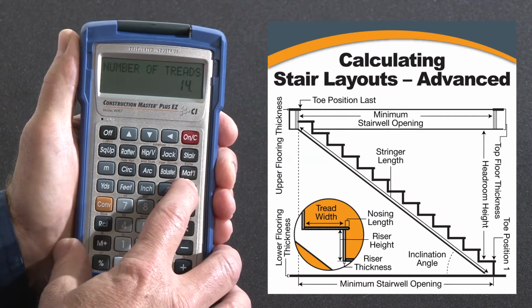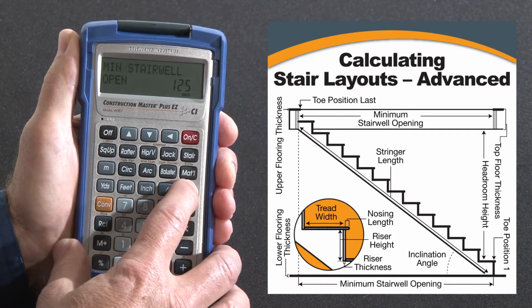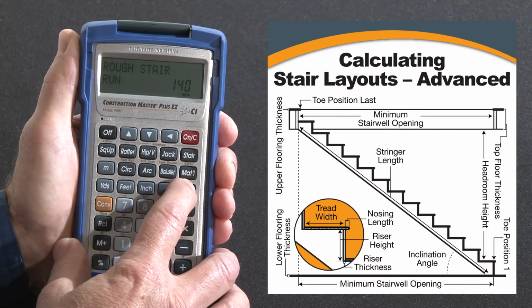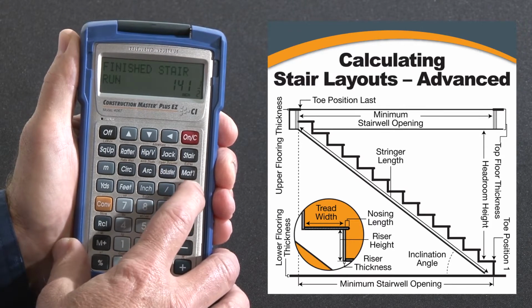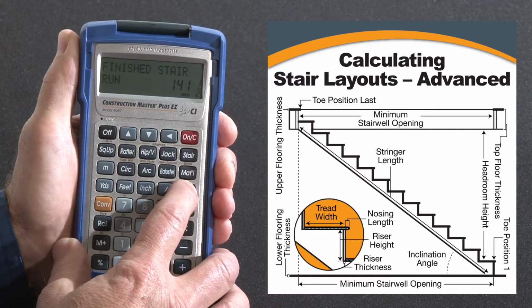The number of treads is 14. The tread width is the target 10 inch. The minimum stairwell opening, 125. The stringer length. The incline angle. The rough stair run, 140 inches. And the finished stair run, 141.5.